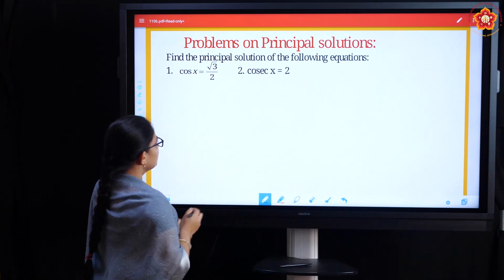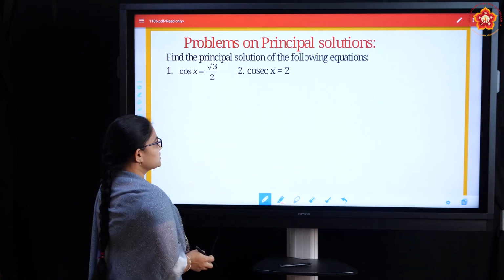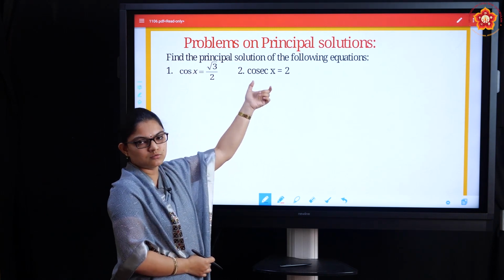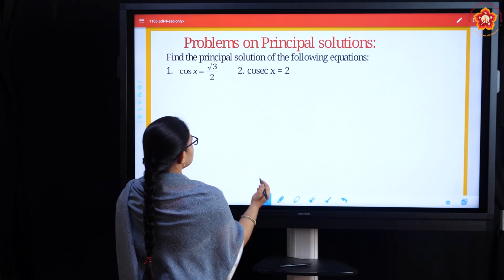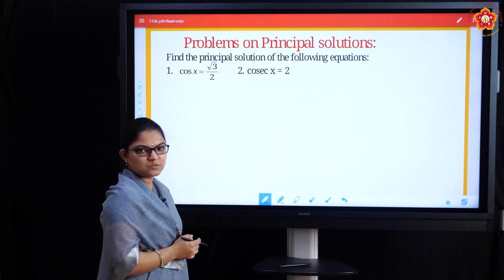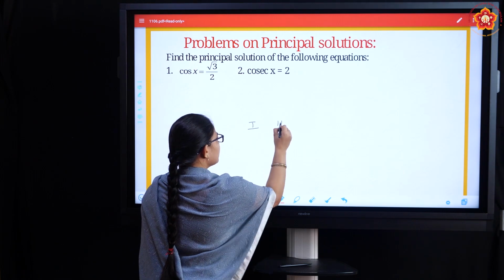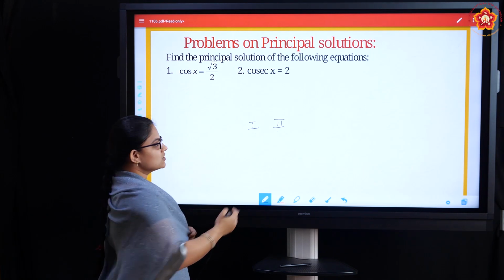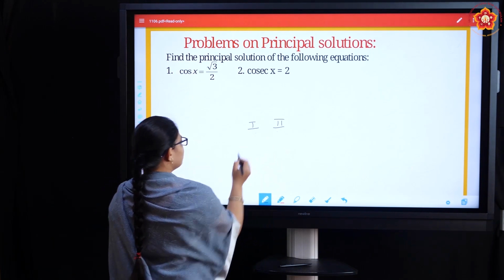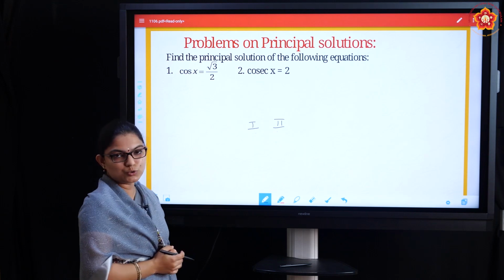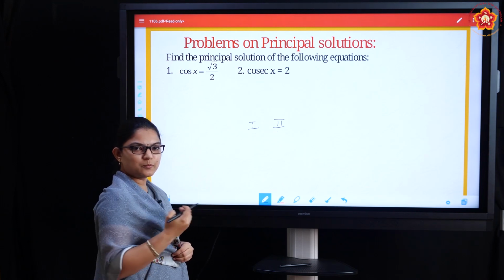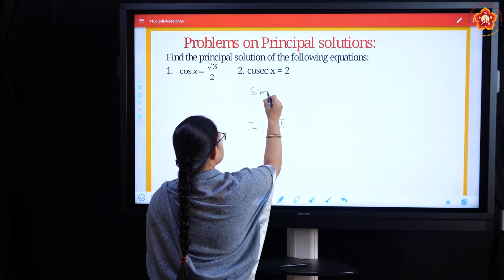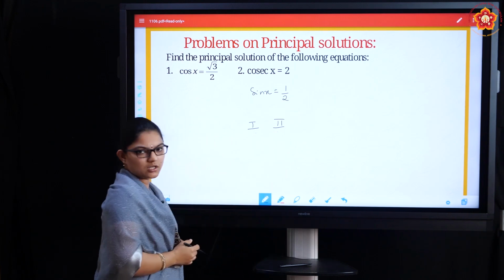Now coming to the next problem, we have cosec x is equal to 2. So cosec x is equal to 2. So for what x do you get cosec to be 2? We can see here cosec x is positive. So cosec is positive in the first and the second quadrant. So you are asked to find the angles in the first and the second quadrant. So for what first quadrant angle do we get cosec x equal to 2? We know cosec is the reciprocal of sine. So cosec x is equal to 2 means sin x is equal to half, right? Reciprocal. Sin x is half.